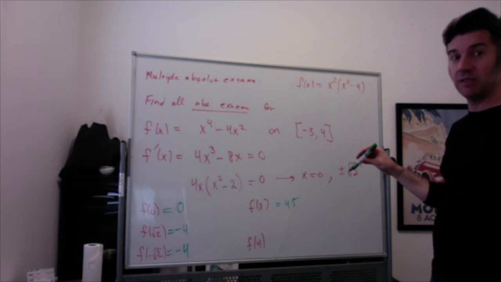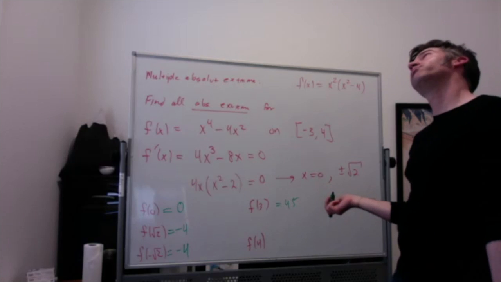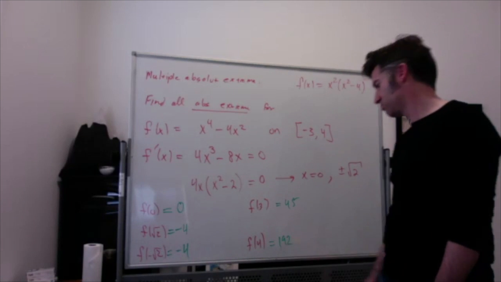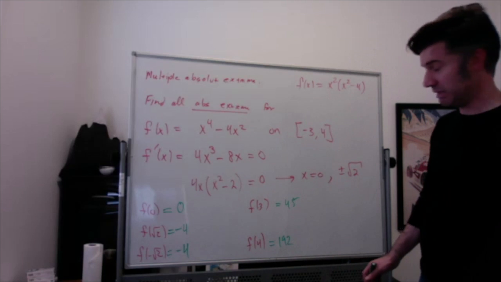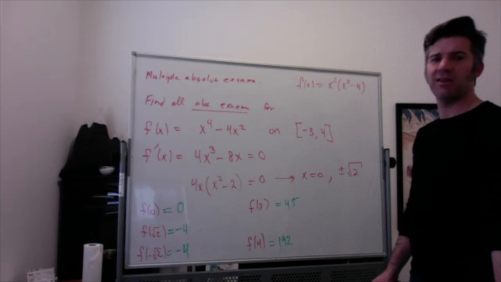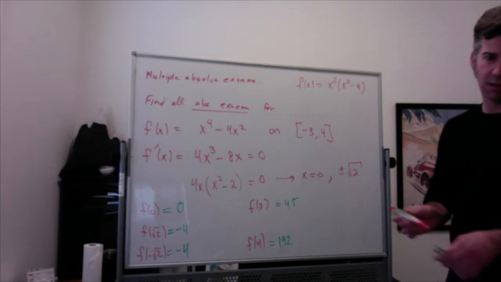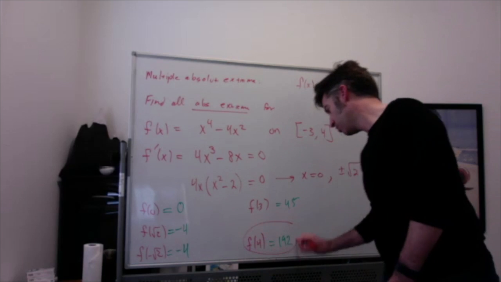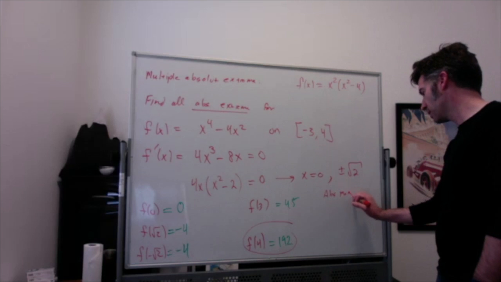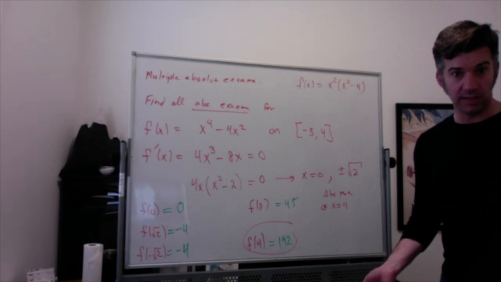16 times 12 is, I don't know what that is. Let's see, I think it's 192. Yeah, it is. Okay, so which of these is the biggest? Clearly 192. So we have an absolute max at x equal to 4 with a value of 192.